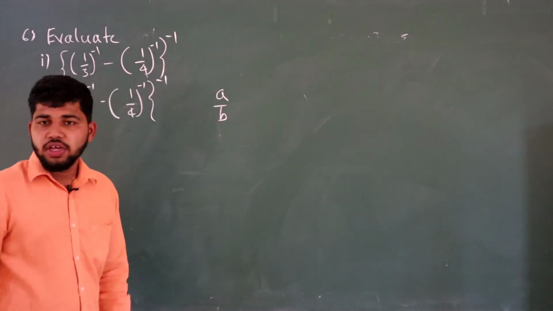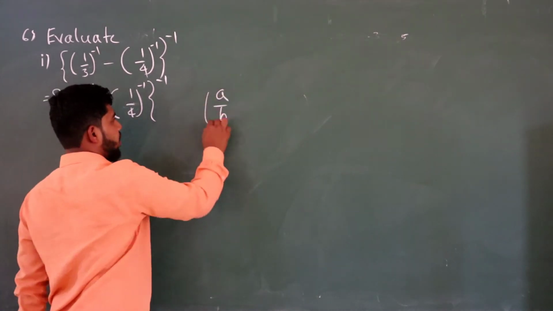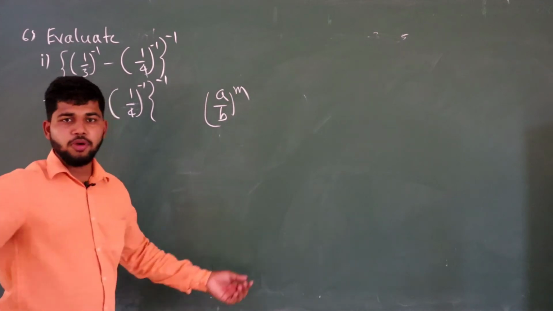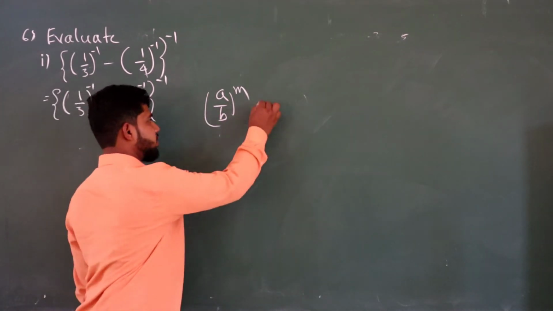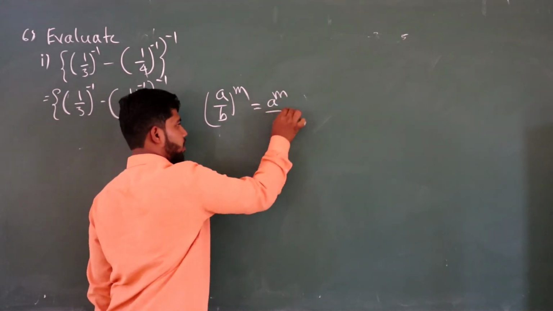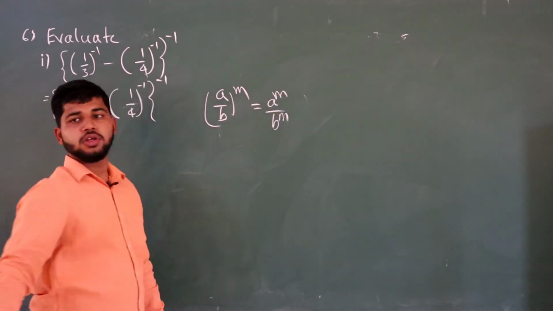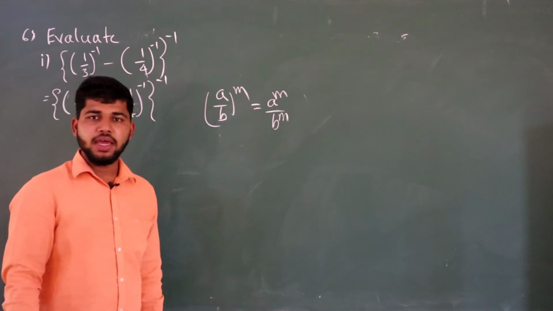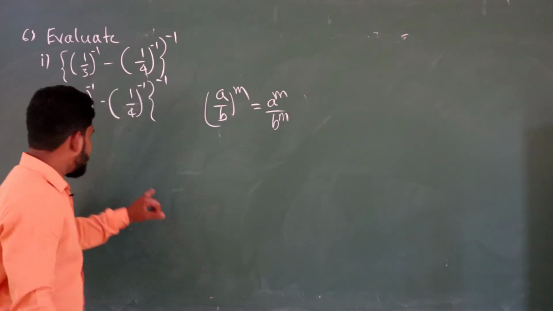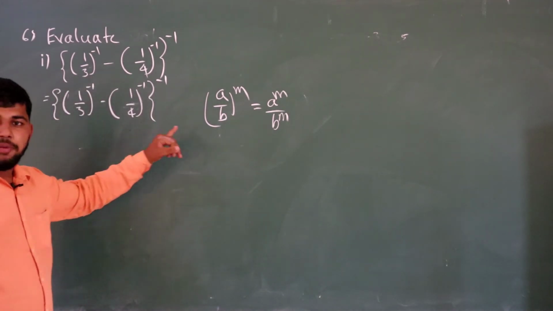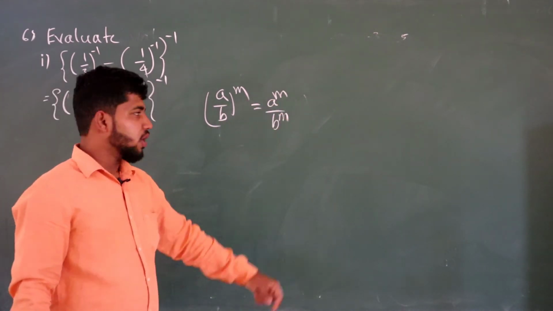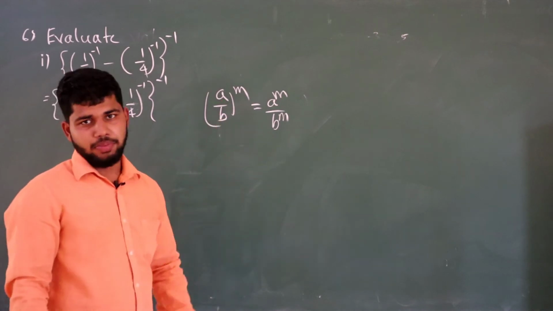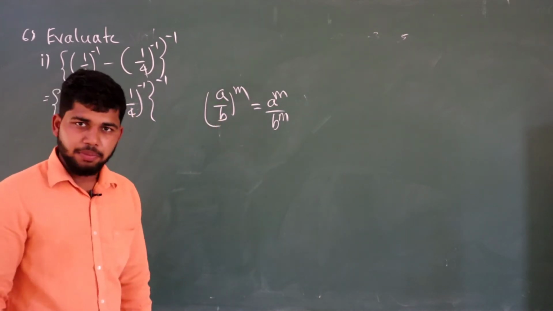It is in the form of (a/b)^m. m is common for both a and b. Now we can write it as a^m / b^m. This equation is in the form of (a/b)^m, which we can write as a^m / b^m.